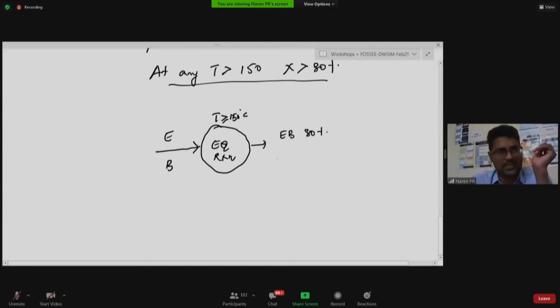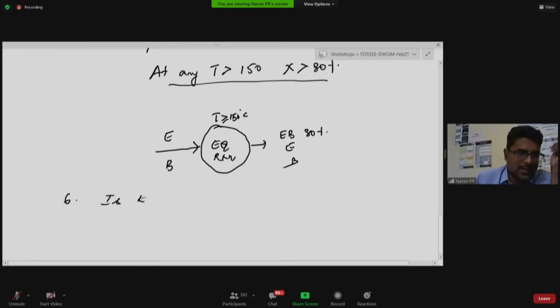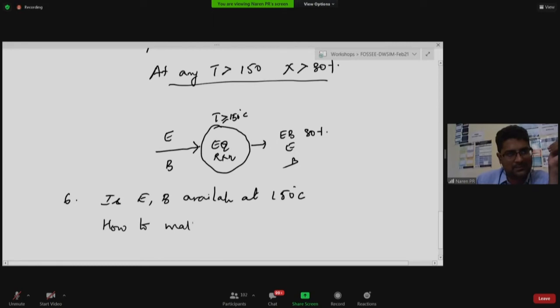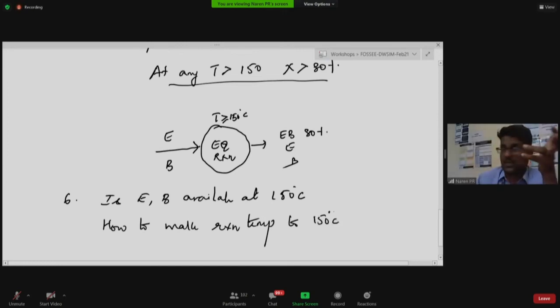And the rest would obviously be unconverted ethylene and benzene, correct? Yes, sir. So that means now the next question is: is ethylene and benzene available at 150? Or how to make the reaction temperature 150? I'm not saying 150 is the final answer, but this should be the first question, right?